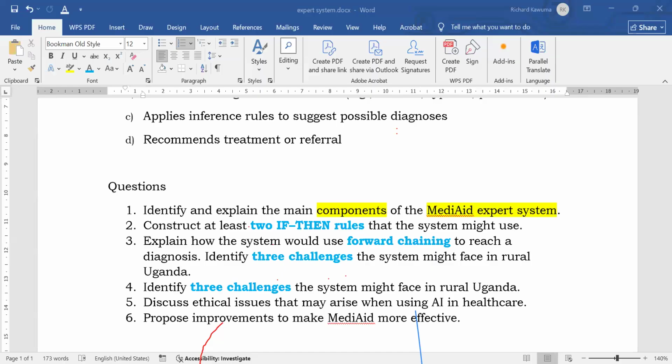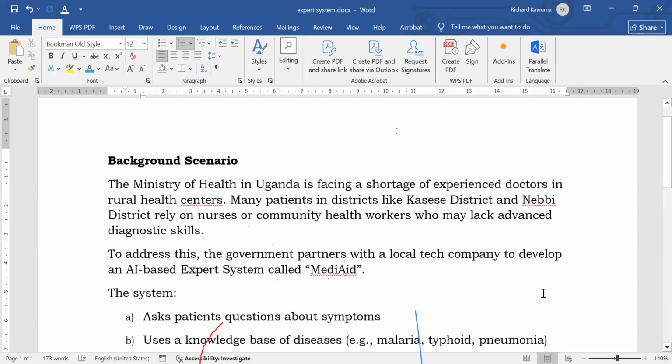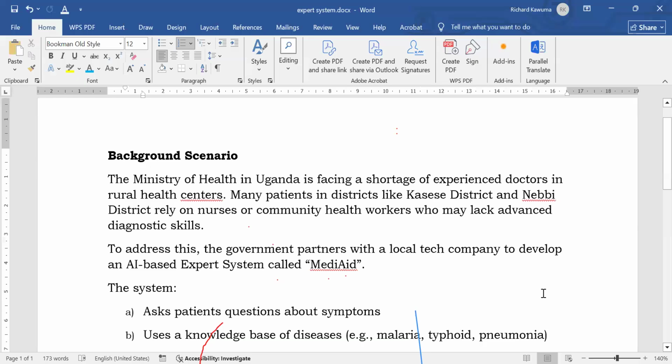Then question one is: identify and explain the main components. Now it is gone. Now I'm saying the background scenario question. So that is what you missed. That's where the lecture started from.